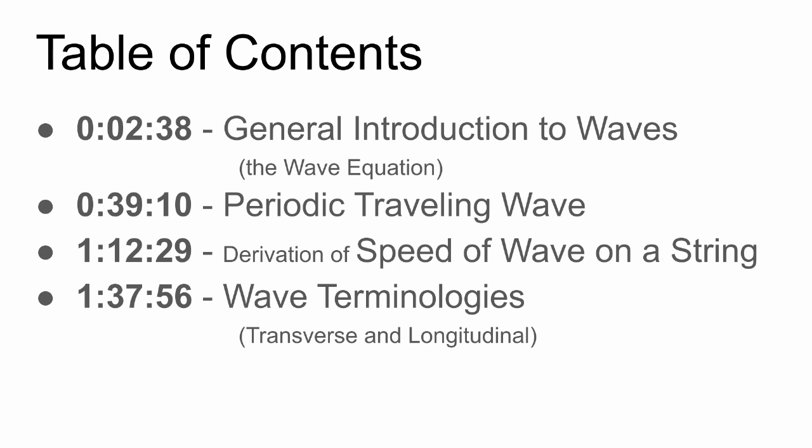Then we will get a bit more specific and talk about the periodic traveling wave, both to connect the wave phenomenon to the simple harmonic oscillators we covered earlier, and as a later building block to wave interference phenomena. In the last couple of segments of this lecture, we covered the derivation of wave speed for the wave on a string, which also serves as an illustration of how we obtain the wave equation from the laws of physics. And we cover some wave terminologies that we will use throughout this week.